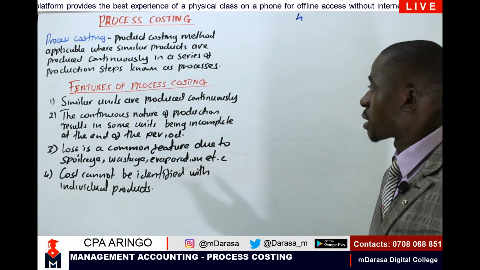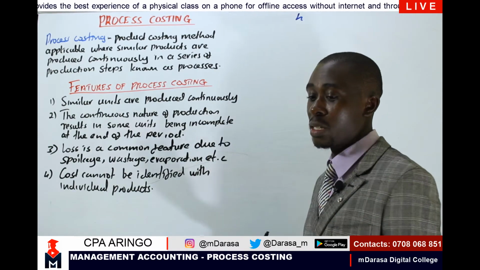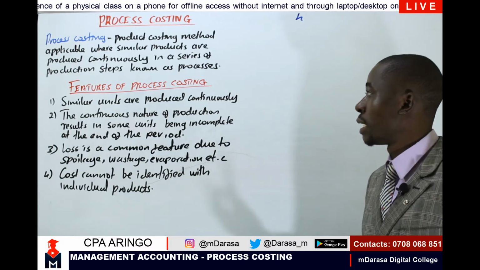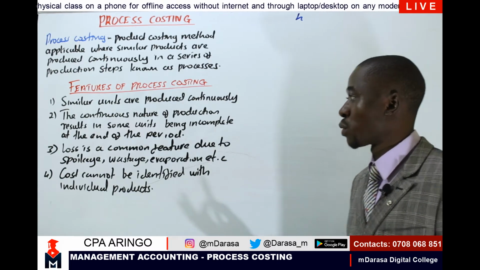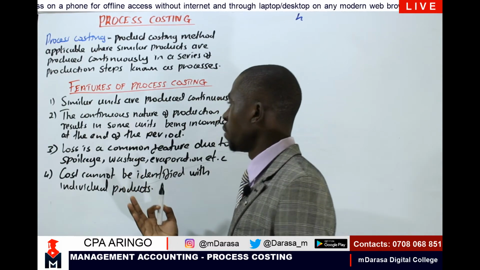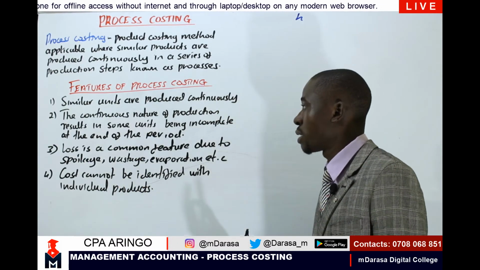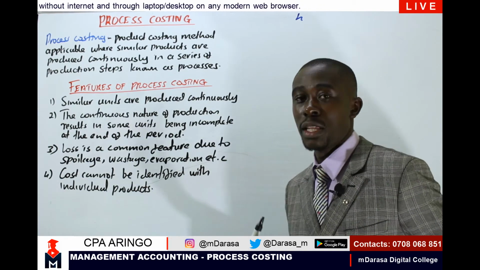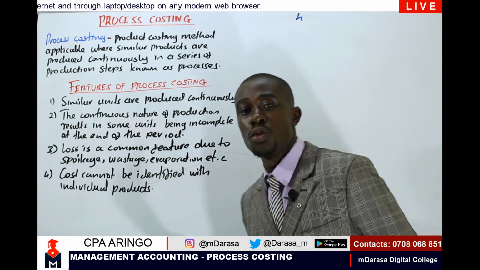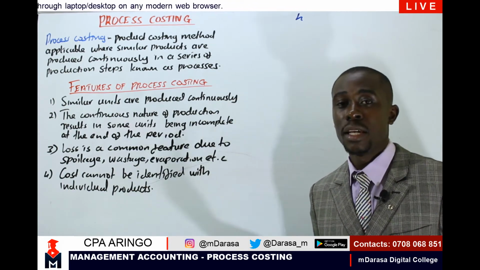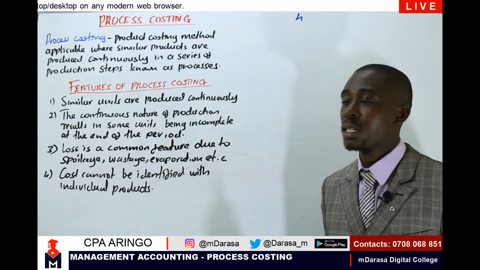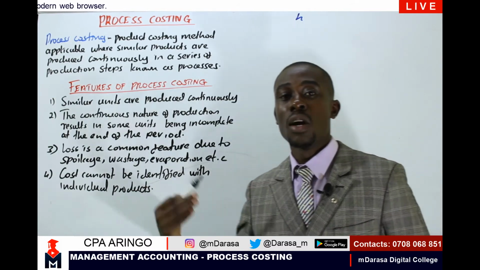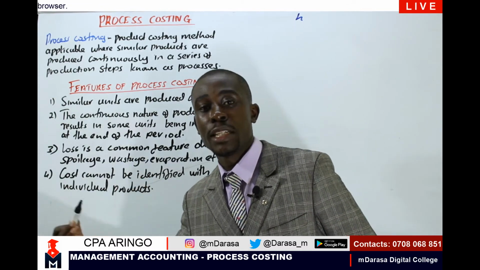So first of all, I should understand that similar units are produced continuously, and we saw that when we were looking at the concept behind process costing. Also, number two feature is that the continuous nature of production results in some units being incomplete at the end of the period. Because as much as we'll be producing these units, as at the end of the period, probably I wouldn't have cleared the final product. So we'll be talking of elements such as equivalent units, and also a case whereby I'm having work in progress because the process is not yet complete.